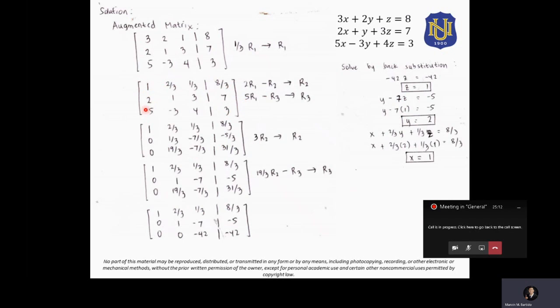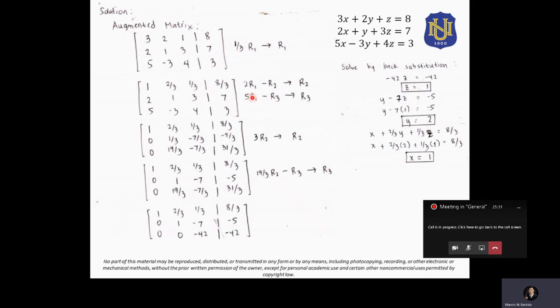Tapos para dun sa row 3 natin, we're going to multiply yung first row natin by 5, since 5 yung kailangan nating makancel. So we're going to multiply 5 doon sa first row natin minus row 3, and that will be our new row 3. So that will be 5 times 1 minus 5, it will be 0. Yun yung goal natin, no? Mapag-0 tong dalawa na to.